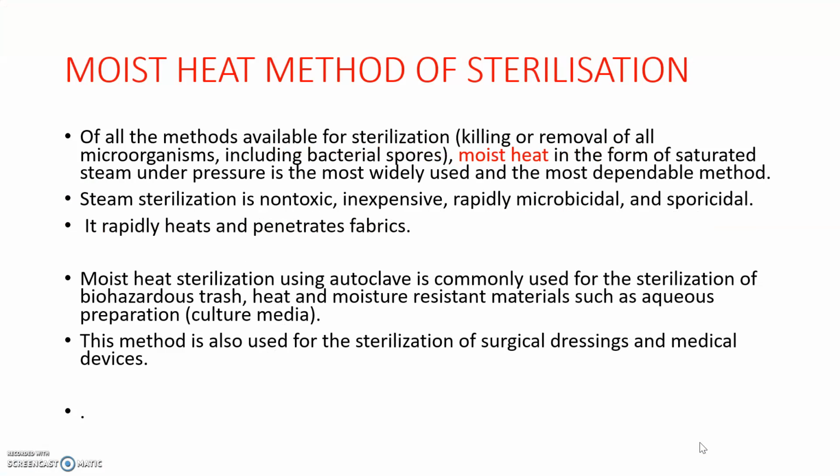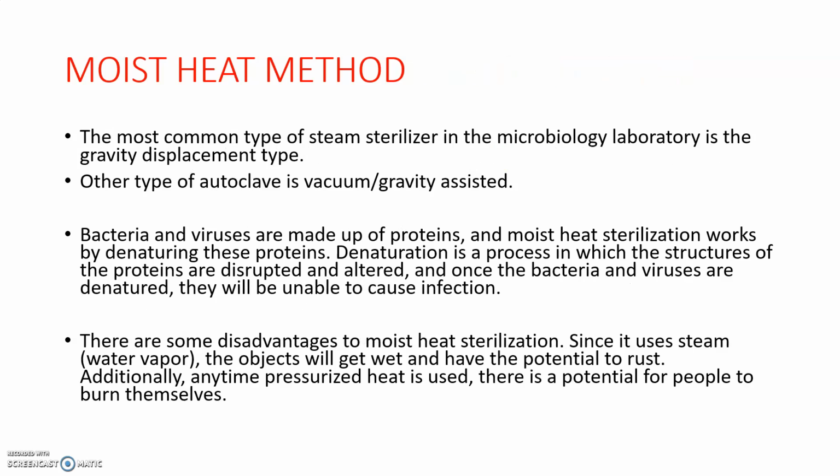Moist heat sterilization using an autoclave is commonly used for the sterilization of biohazardous trash, heat and moisture resistant materials such as aqueous preparations or culture media. This method is also used for the sterilization of surgical dressings and medical devices. The most common type of steam sterilizer used in the microbiology laboratory is the gravity displacement type. Another type of autoclave is the vacuum gravity assisted.